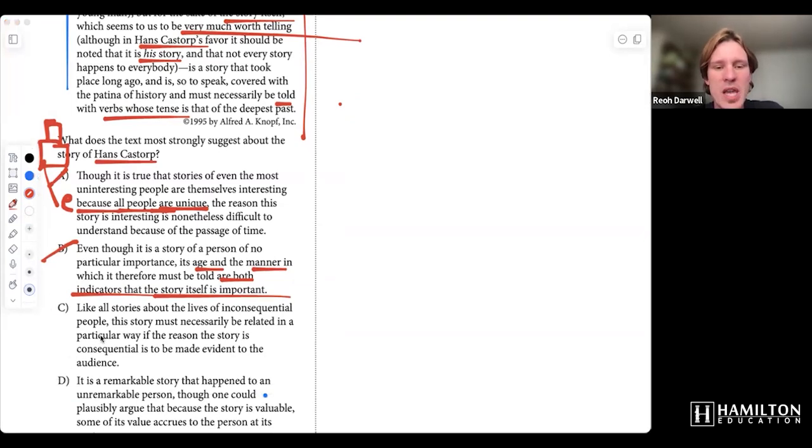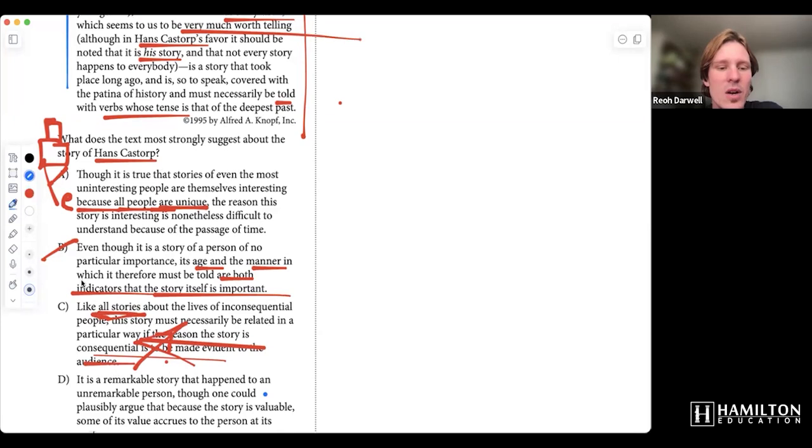Finally, with C, what's wrong with C? Basically, we are not told that ordinary people stories must be told in a way to make them consequential. This doesn't say anything about all, right? So this, like all stories, doesn't say every story about an inconsequential person must be told in an antiquated fashion so as to have some significance attached, right? So this is what I just said is what C is saying, which doesn't make any sense.